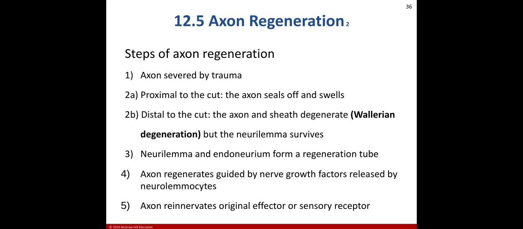But the neurolemma is surviving. Step 3, the neurolemma and the endoneurium are going to make what we call a regeneration tube. Axons regenerate guided by nerve growth factor. That is going to be released from neurolemmocytes and it guides this nerve growth. And then the axon is going to re-innervate the original effector or sensory receptor.